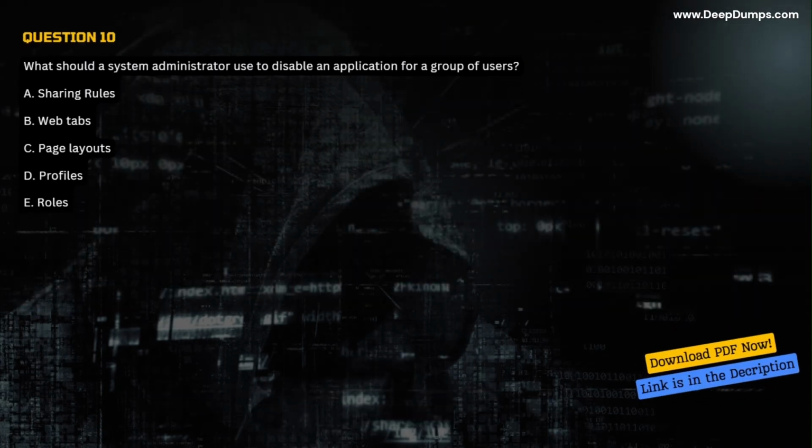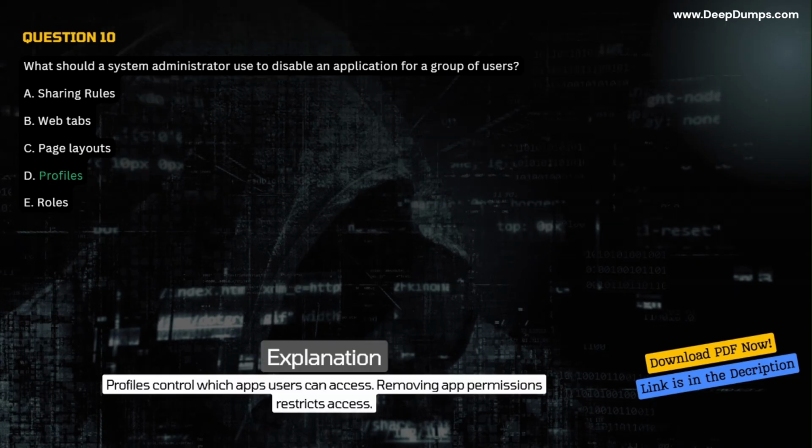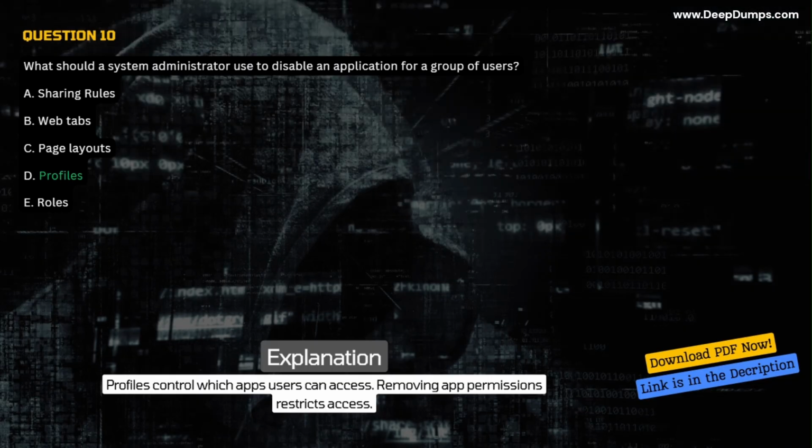Question 10. What should a system administrator use to disable an application for a group of users? A. Sharing rules. B. Web tabs. C. Page layouts. D. Profiles. E. Roles. Correct answer D. Profiles. Explanation. Profiles control which apps users can access. Removing app permissions restricts access.